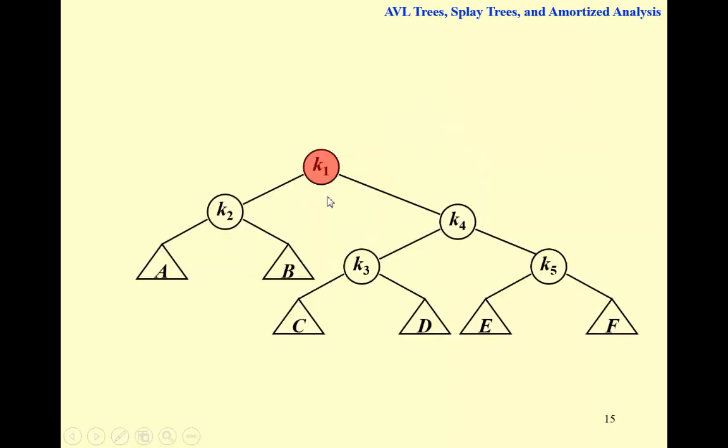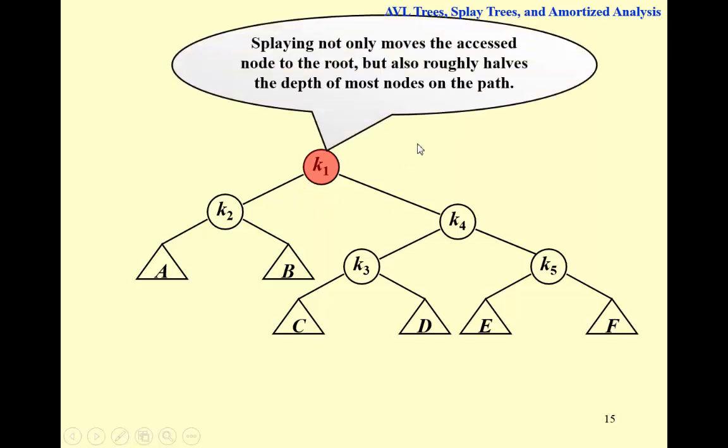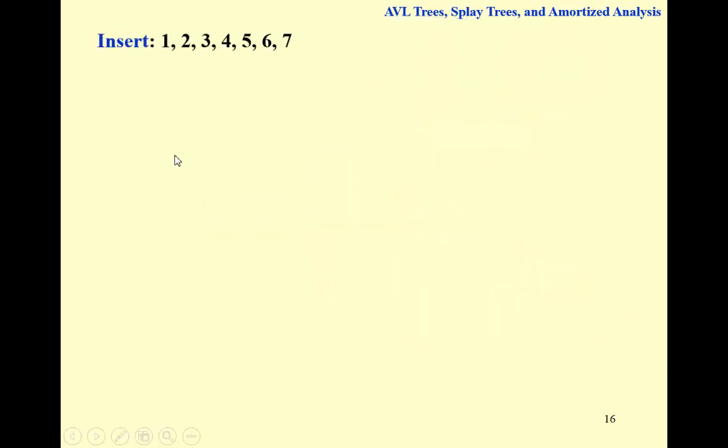So that will be the result. We can see that the height of the tree is almost halved. And this is actually the common case. It says splaying not only moves the access node to the root, but also roughly halves the depth of most nodes on the path. Now let's check the previous worst case.